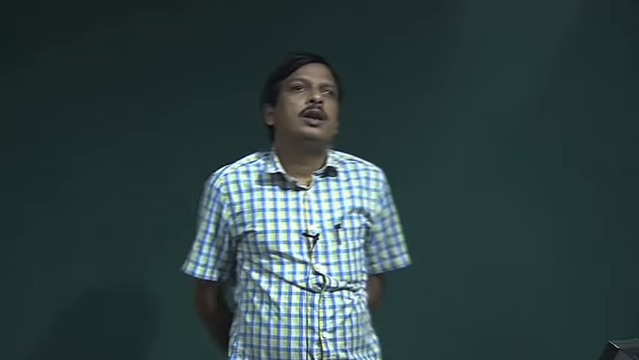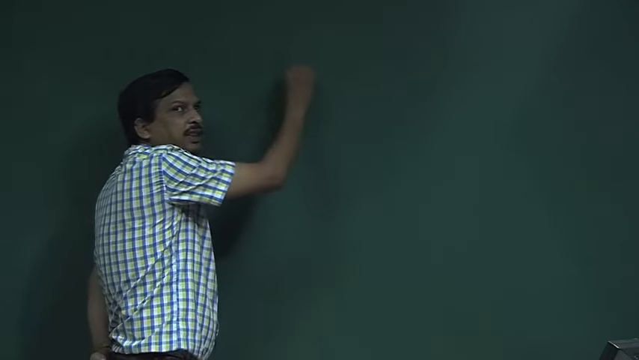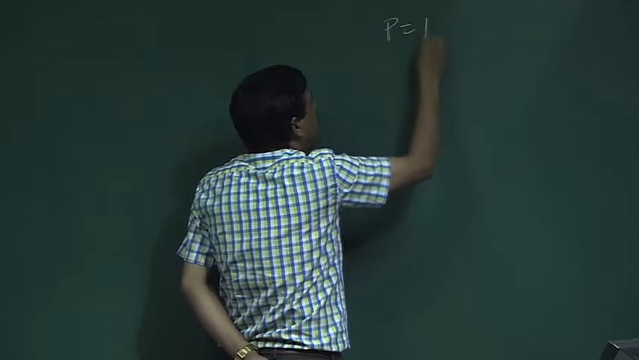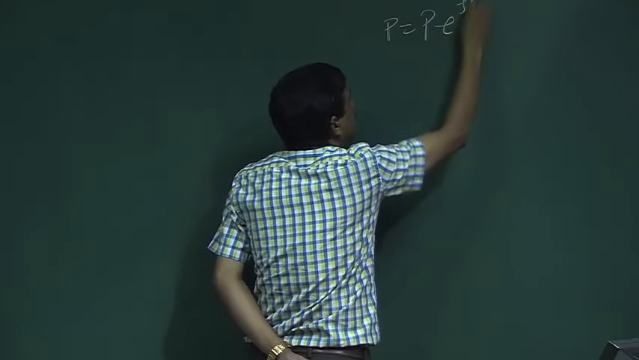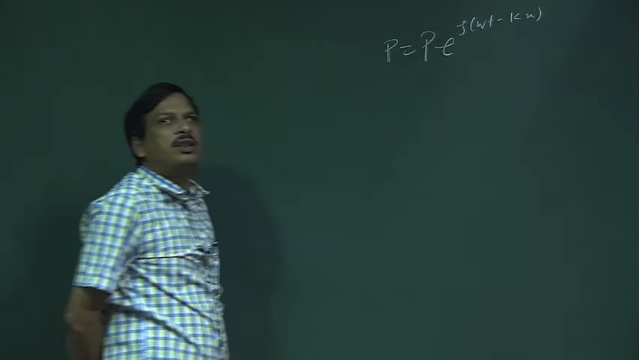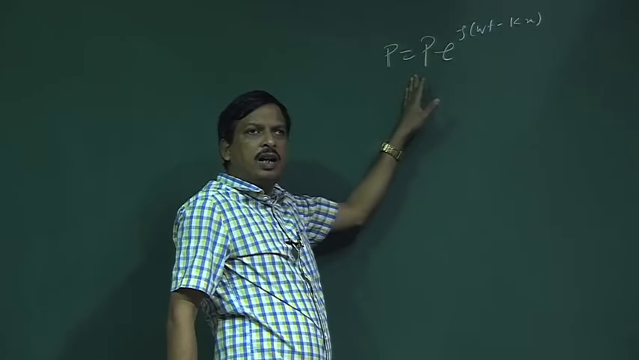So we are discussing the plane wave propagation and we derived the expression of the plane wave propagation equation. Now we have to know how to calculate the energy of the plane wave propagation. Let us consider a plane wave propagated along the x axis. So the propagation pressure equation is p is equal to pressure amplitude e to the power j omega t minus k x. This is the propagation pressure equation. Now for that we have to derive the energy.